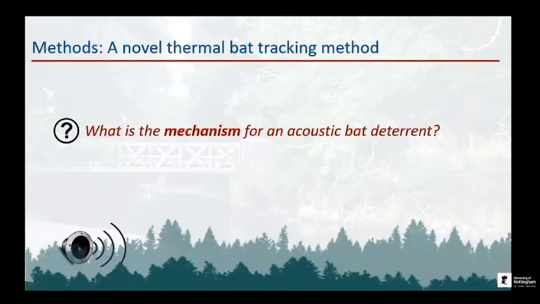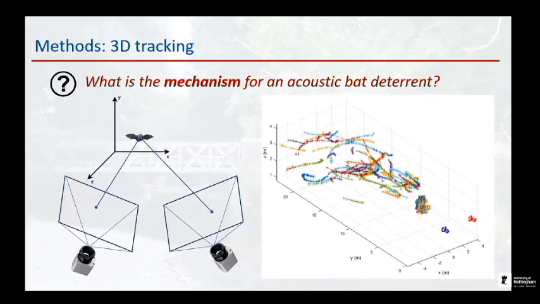So my next question was the mechanism. So why is this deterrent working? Why are bats being deterred from the area? And to do this, I developed my bat tracking method a little bit further into 3D. If you take two thermal imaging cameras with an overlapping field of view, and you calibrate the space using a calibration technique, you can triangulate where the bat is in that 3D space and produce one of these trajectory plots. So you can see those localizations in 3D and really look at the behavior of the bats. It's a lot easier to see what's actually going on when it's in 3D.